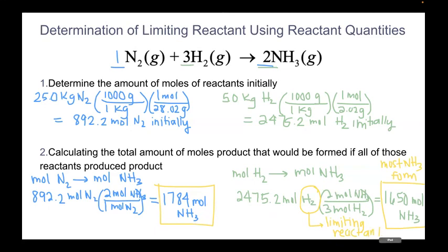Here are these answers, and the limiting reactant is associated with the smallest amount of product that can form. That means all of our H2 is going to be used up to form 1650 moles of NH3. So we can't produce the 1700 over here because I'm going to run out of hydrogen before we're able to make all of that. So what we've just been able to do is identify what our limiting reactant is.